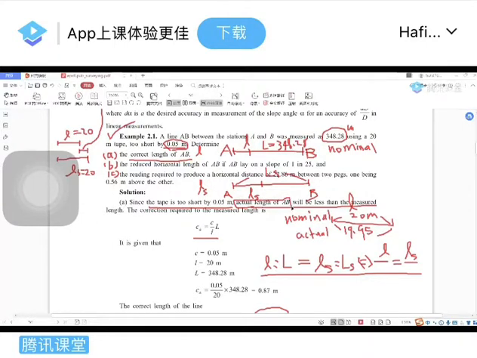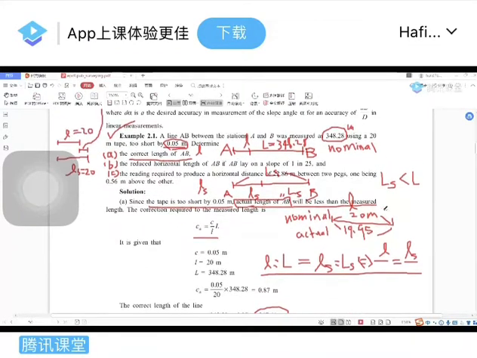Let's tackle it one by one. So this error, right? This one will be less than L. The standard one indeed will be less than your measured one. So you may overestimate the distance. So you do some correction.